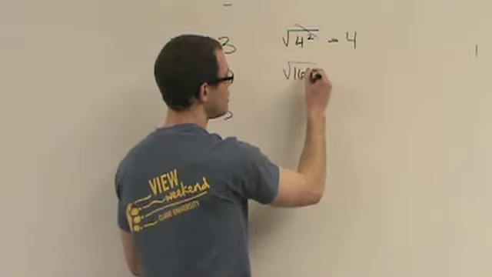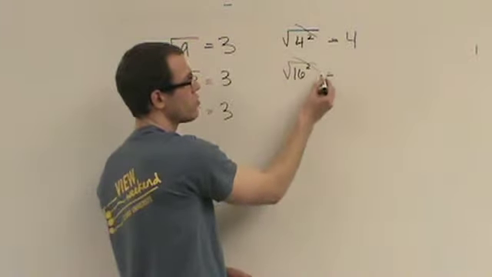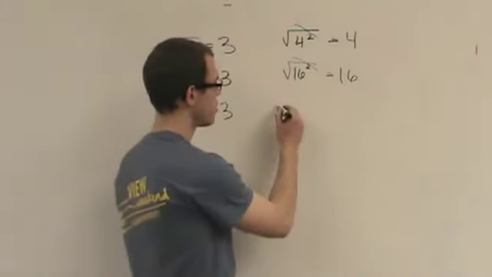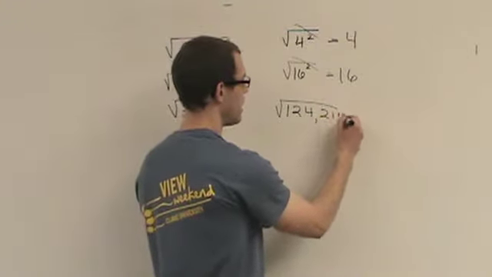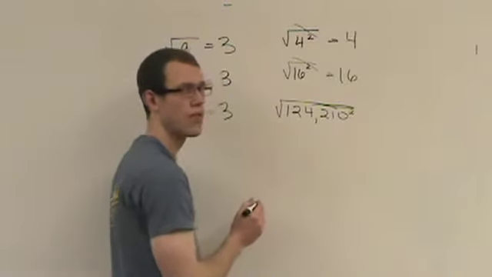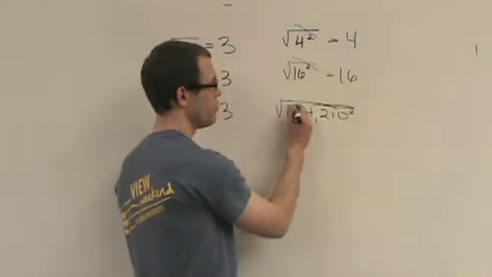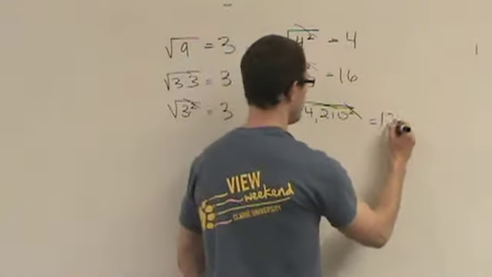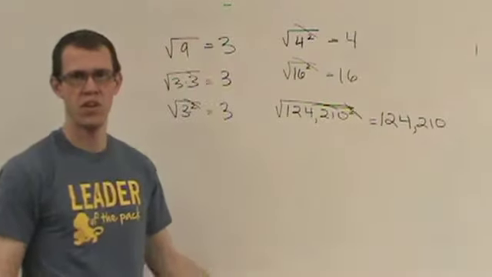Let's take the square root of 16 squared. You see the square root, you see the square, those are going to cancel out, so you're just left with 16. Let's try a really hard one. Let's try the square root of 124,210. Big number. Square it. So we have the square root of 124,210 squared. What's the answer? Well, the square root cancels out this little square right there, so it just equals the number underneath the radical. 124,210. There's our answer.